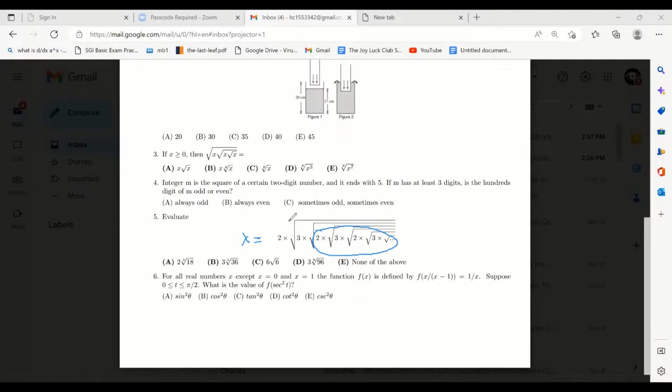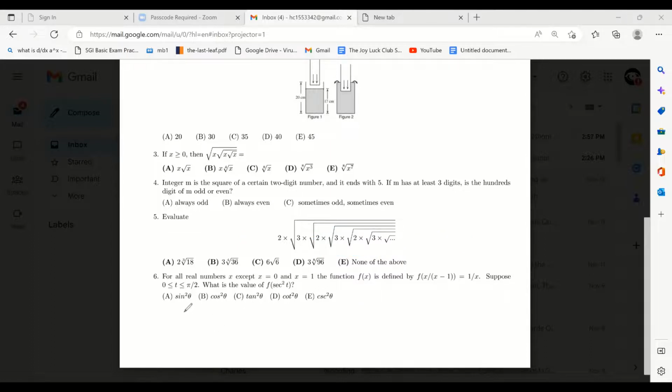If this thing is x, then this entire thing is also x. So what you do is you just substitute this thing as x, and then get x is equal to 2 times the square root of 3 times the square root of x, and then you solve for x like that. I won't solve it now, but you can figure that out on your own.